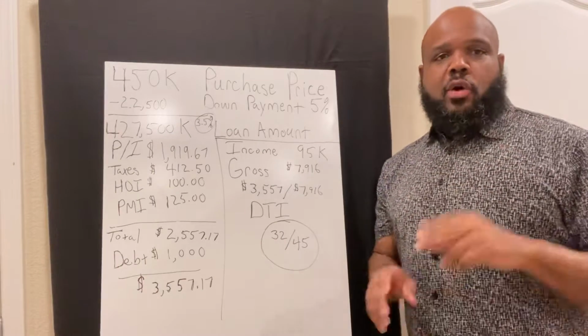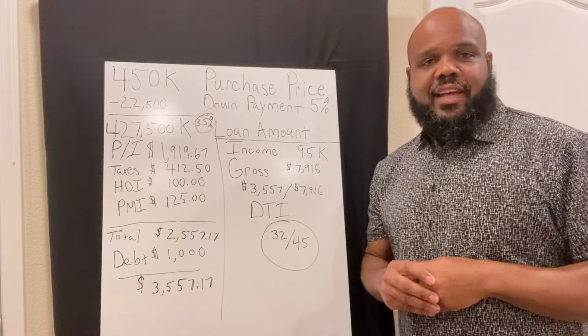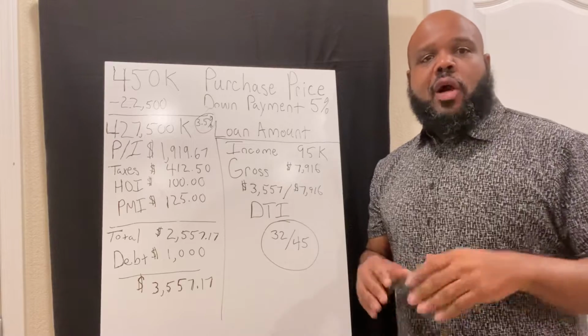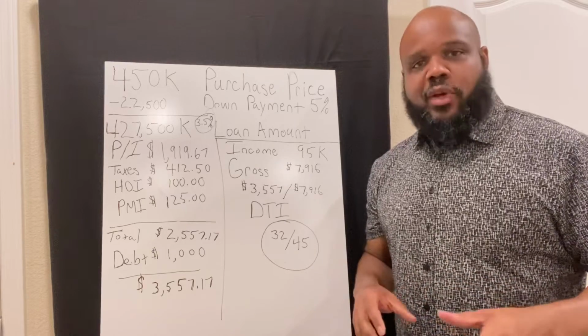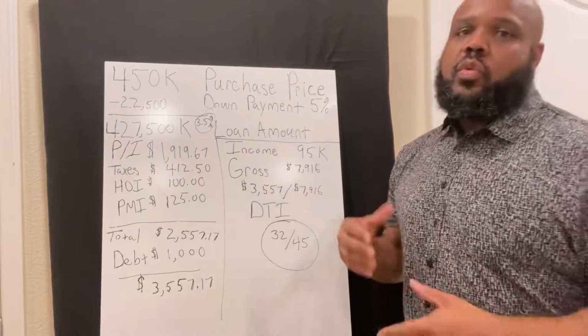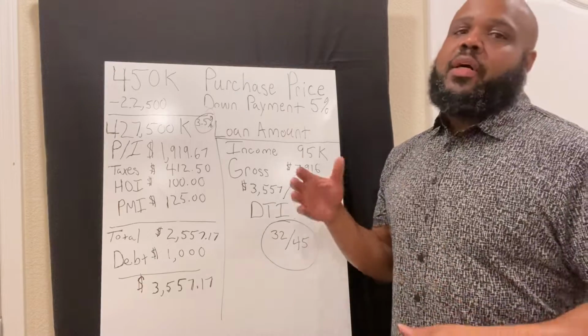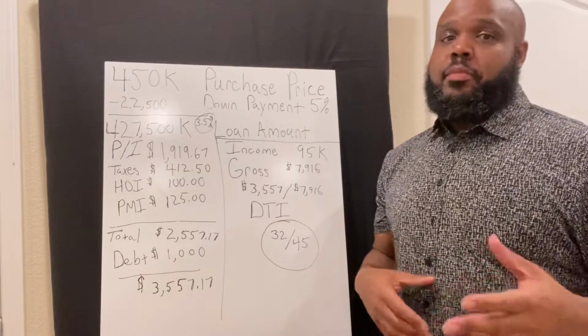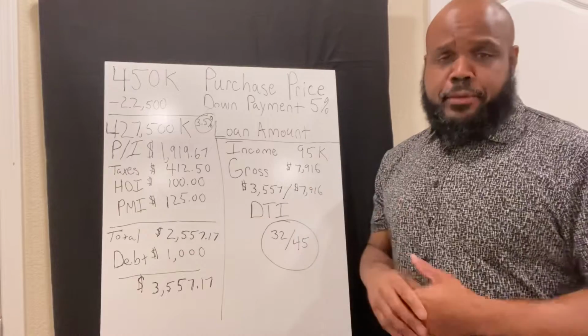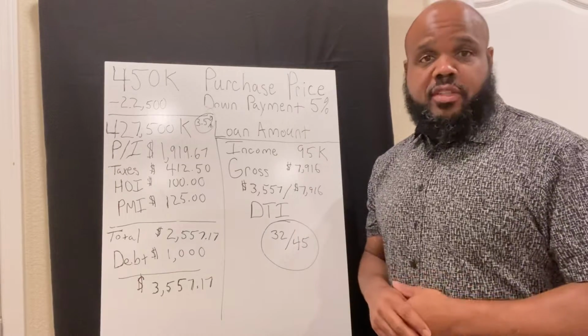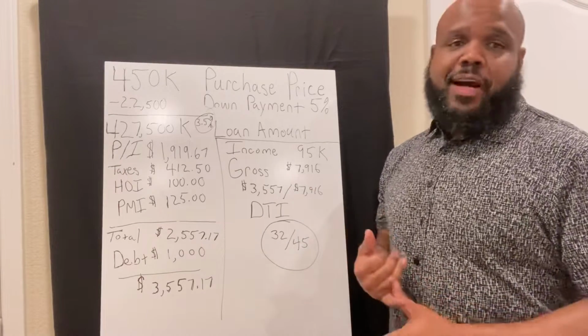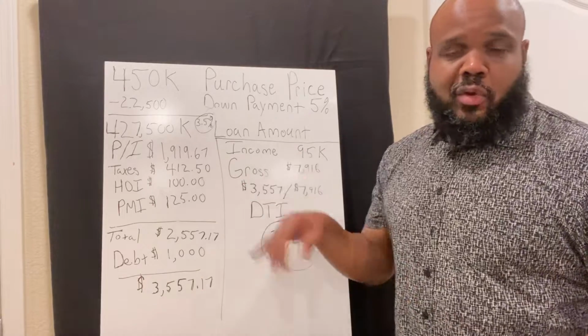All right, what's happening? So part two, how to calculate your debt to income ratio. I wanted to give us an example so that we know exactly how to calculate it based upon an actual loan amount, based upon a purchase price. For the example, I've used a purchase price of $450,000, put down 5%. That gets us to the loan amount.